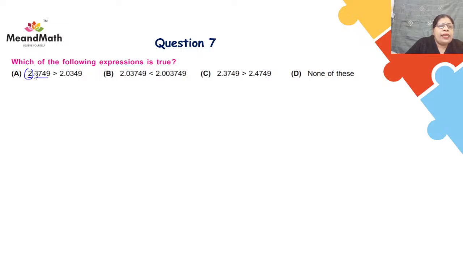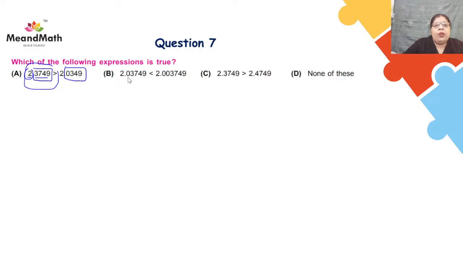So we can compare 3749 and 0349. Very clearly, we can see that this is 3749 and 0349. So this is greater than the other number. Let's check the other options also. We might get another answer, but we have to check it. All the options we must always check.